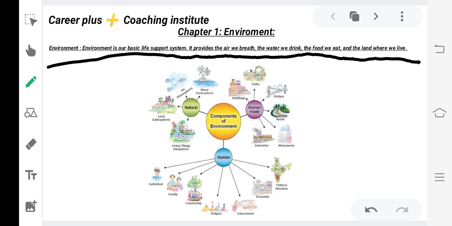Why do human beings modify the environment? It's because of our needs.